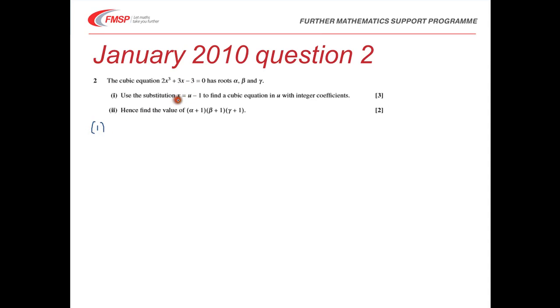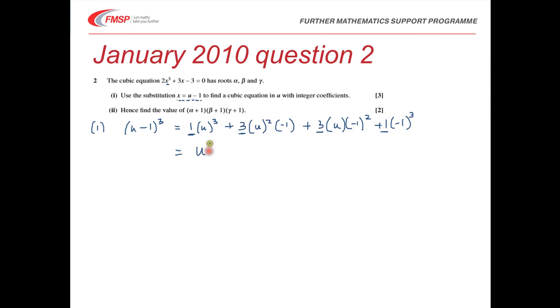So be aware that this is the substitution that we've got to use, but in our cubic we've got x cubed, so we need to work out what u minus 1 all cubed is. So that's what I'm going to do first of all. Now you could expand the brackets longhand, but I'm just going to do it using the binomial theorem. So I'm going to have one lot of u cubed plus 3 lots of u squared times minus 1 plus 3 lots of u times minus 1 squared plus one lot of minus 1 cubed. These numbers you might recognise, 1, 3, 3, 1, coming from Pascal's triangle. So if we simplify that now, we have u cubed minus 3u squared plus 3u minus 1.